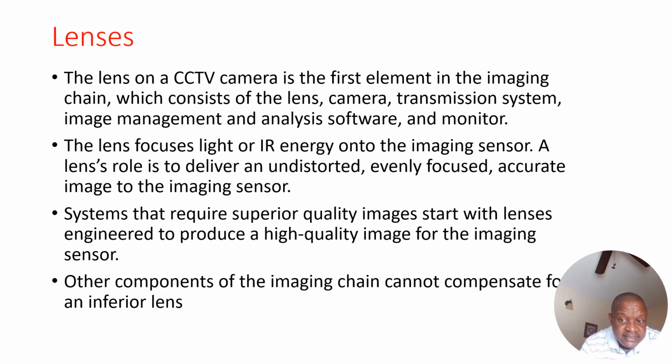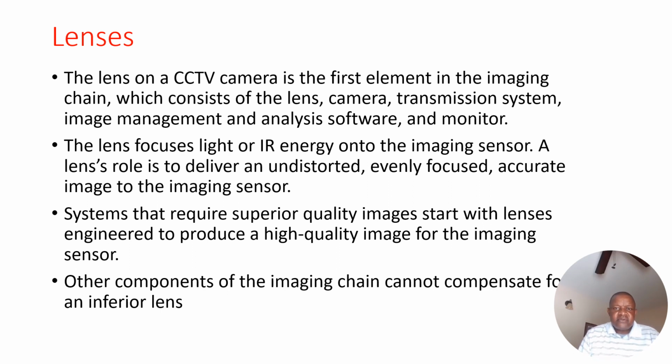We also have lenses. Some features of the camera are lenses. The lens on a CCTV camera is the first element in the imaging chain, which consists of the lens, camera, transmission system, image management and analysis software, and monitor. The lens focuses light or infrared energy onto the imaging sensor. A lens's role is to deliver an undistorted, evenly focused, accurate image on the imaging sensor.